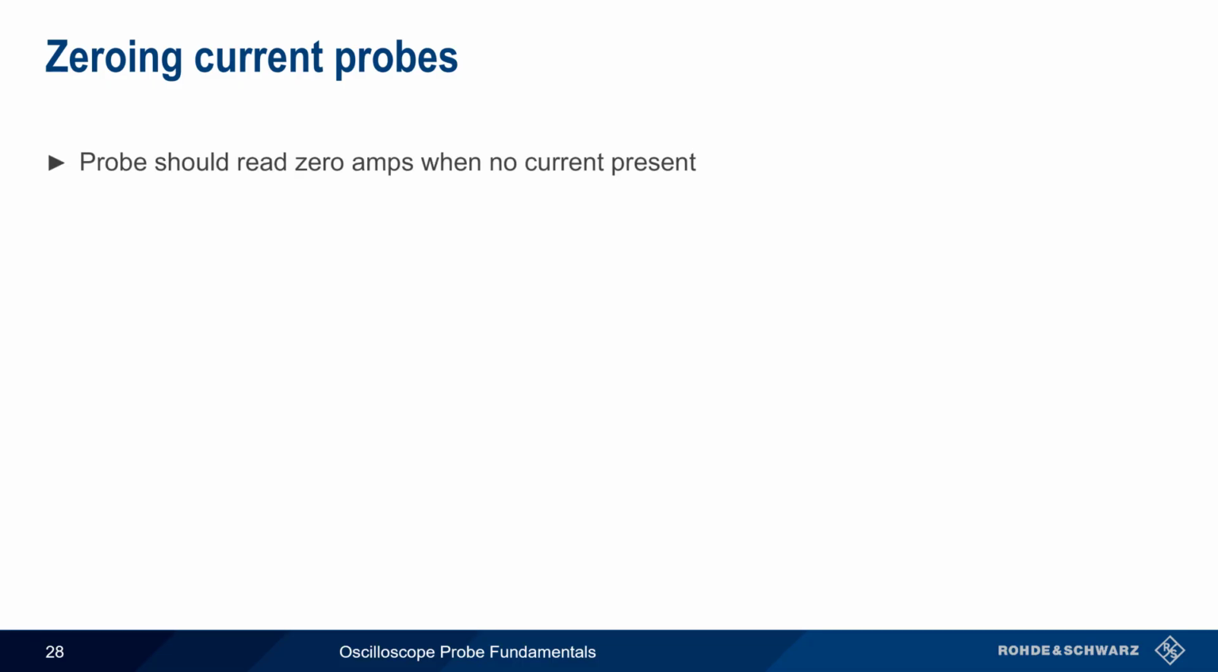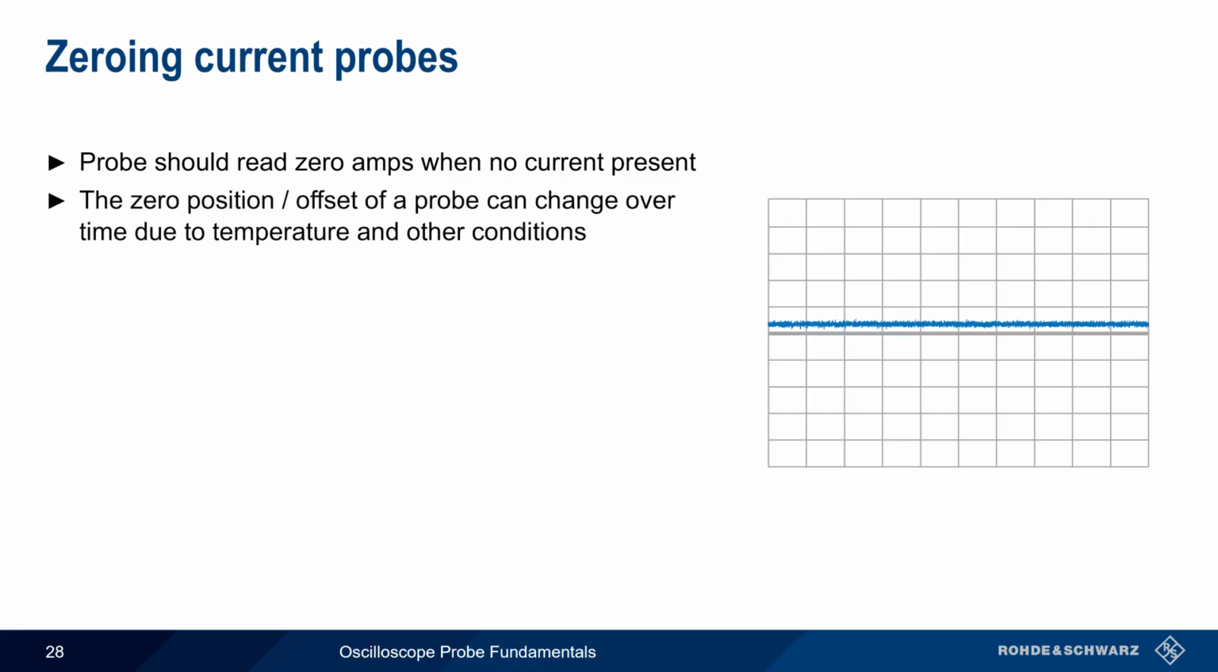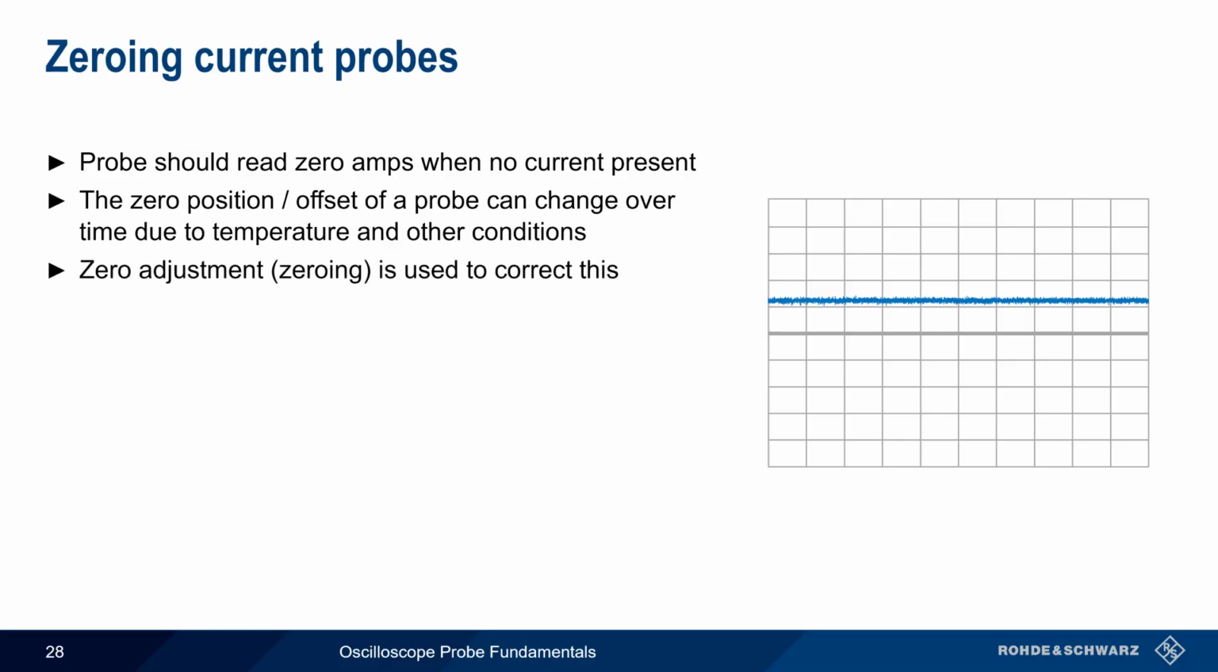Ideally, a current probe should show a 0 ampere current rating when no current is present, but due to temperature and other environmental considerations, the 0 value of a current probe may change over time. This can, and should, be corrected using something called zero adjustment or zeroing.